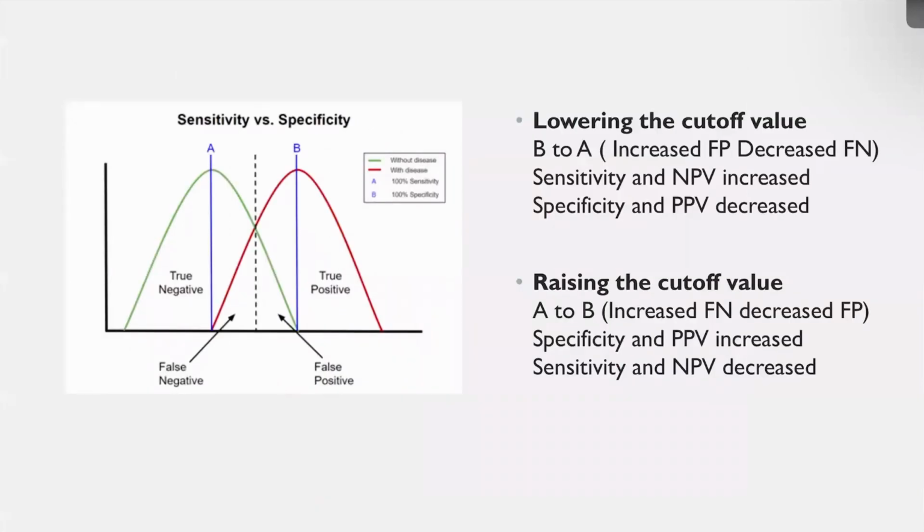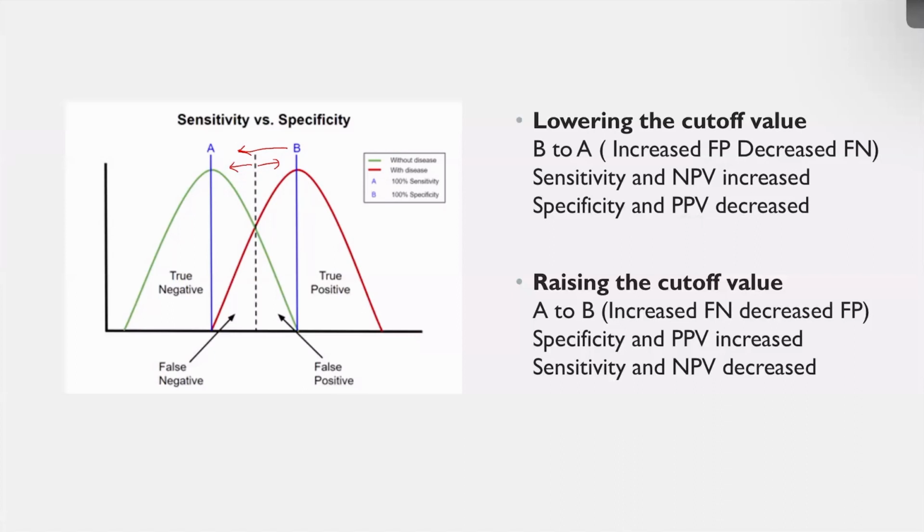So this is what happens when you lower the cutoff value. Suppose this dotted line here, you move it towards left, or you move it towards right towards B. What will happen to sensitivity, specificity, PPV, and NPV? Whenever you're lowering the cutoff value, for example, you're moving B towards A, false positive will increase, and false negative will decrease. So sensitivity and NPV will increase, and specificity and PPV will decrease.